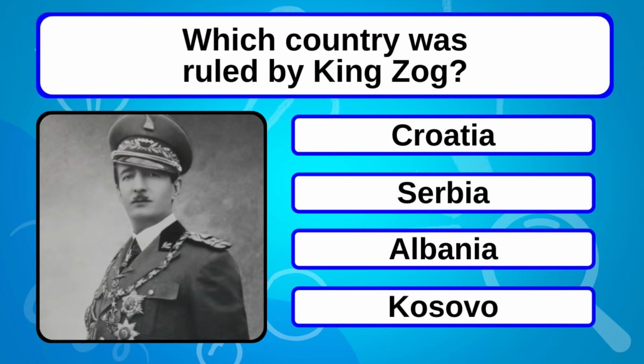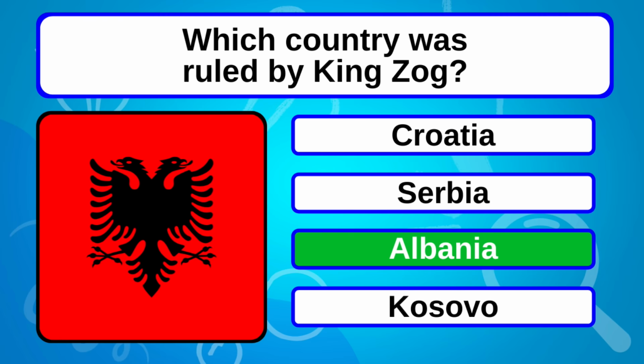Question 25. Which country was ruled by King Zog? Croatia, Serbia, Albania, or Kosovo? Albania.